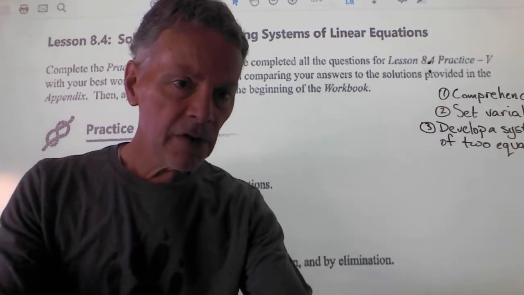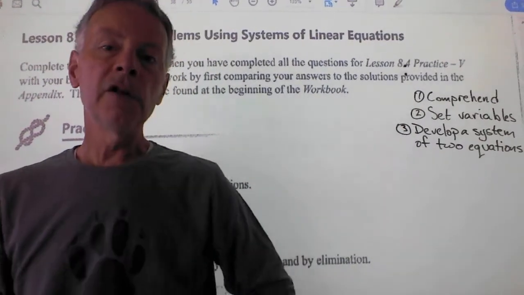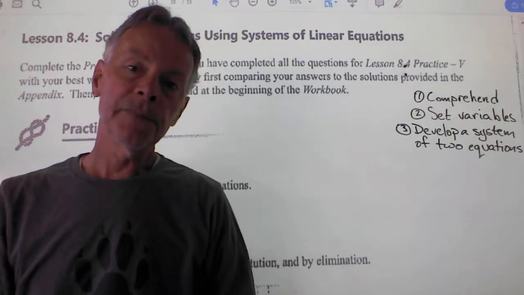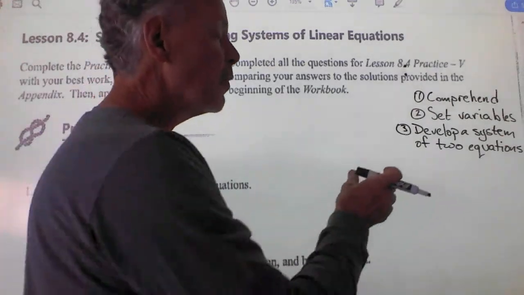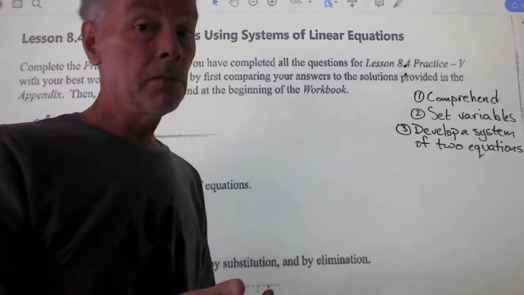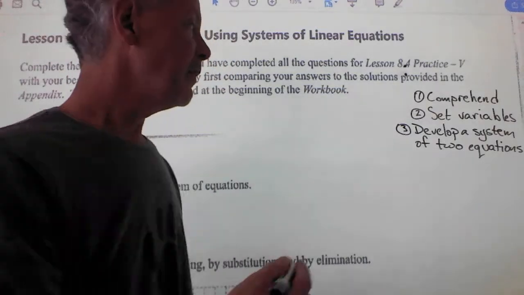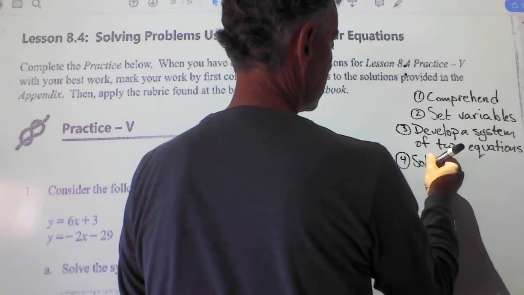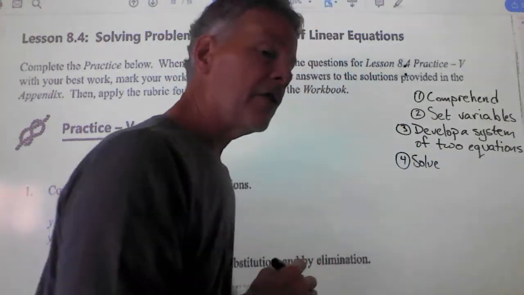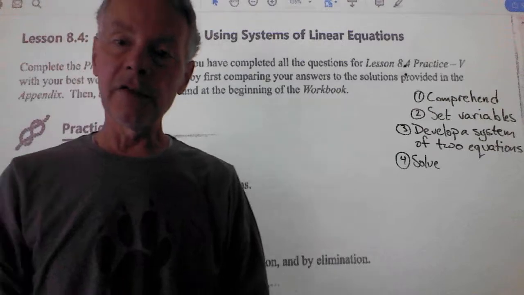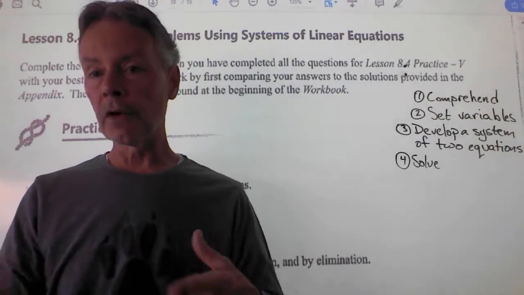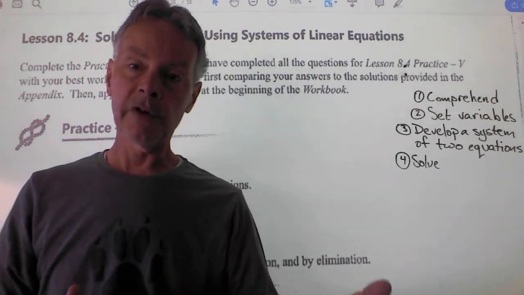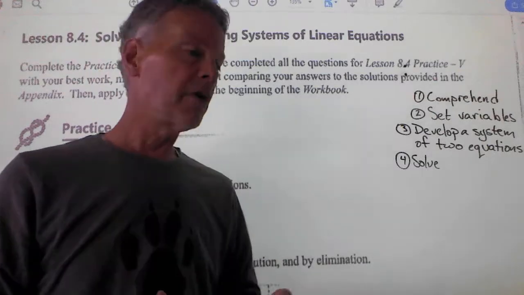There we go. Develop a system of two equations. Okay? Once you've got those, the rest is hopefully relatively easy. Solve the system. Okay? And this is where you decide, oh, this one looks like it would work best with substitution or elimination or graphing.